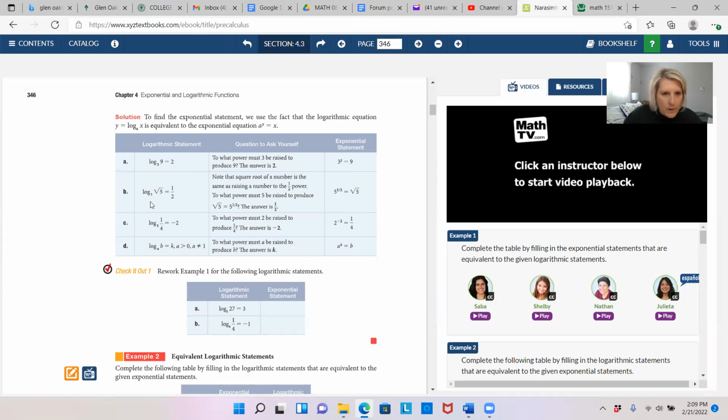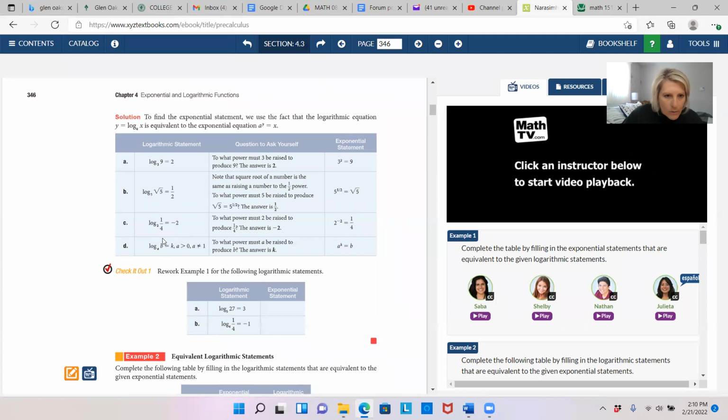The next one says log base 5 of the square root of 5 equals 1/2. So it says, note that the square root of a number is the same as raising a number to the half power. To what power must 5 be raised to produce the square root of 5? And that would be 1/2. Then we have log base 2 of 1/4 equals negative 2. To what power must 2 be raised to produce 1/4? And the answer is negative 2, because a negative exponent puts the exponent in the denominator.